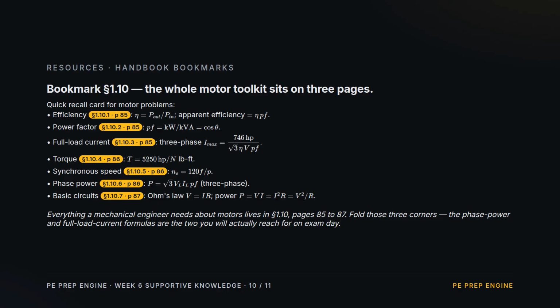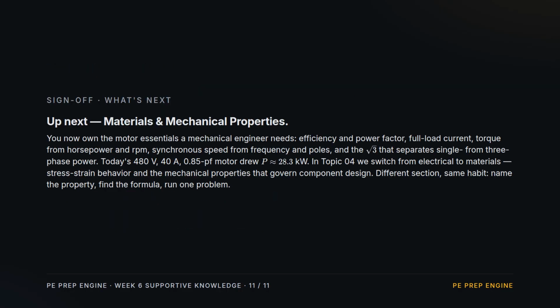Fold those three corners. You now own the motor essentials a mechanical engineer needs: efficiency and power factor, full load current, torque from horsepower and RPM, synchronous speed from frequency and poles, and the root 3 between single and three-phase power. Today's motor drew about 28.3 kilowatts. In topic 4, we switch to materials, stress-strain behavior, and mechanical properties. Different section, same habit. Name it, find the formula, run one problem. See you there.